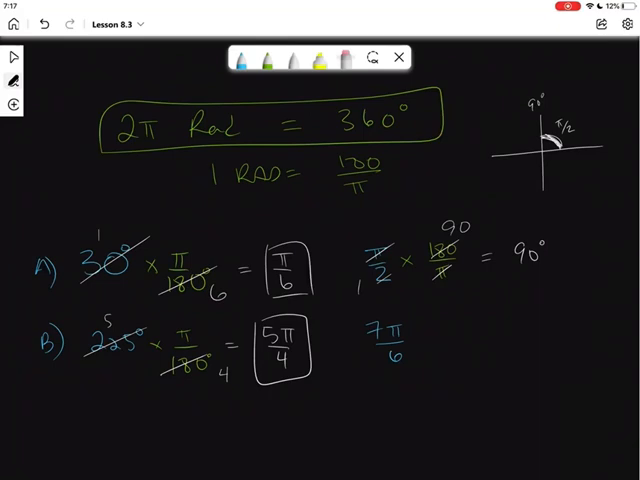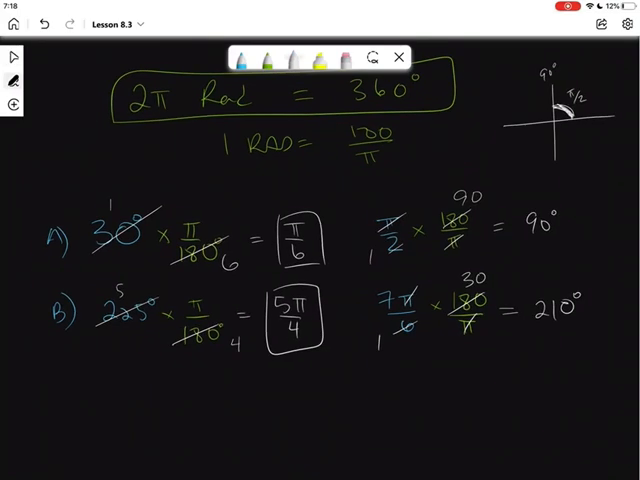7 pi over 6, same idea. We are going to multiply by 180 over pi. Okay, and again, pi cancels. I still have 7. 6 goes into 180 30 times. So you end up getting 7 times 30, which is 210 degrees. Okay.